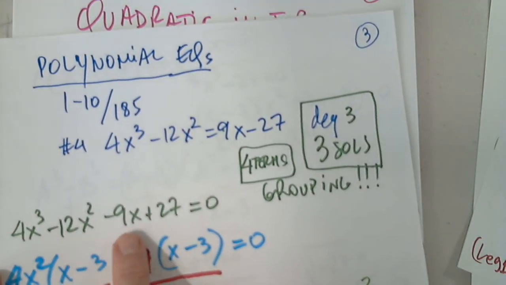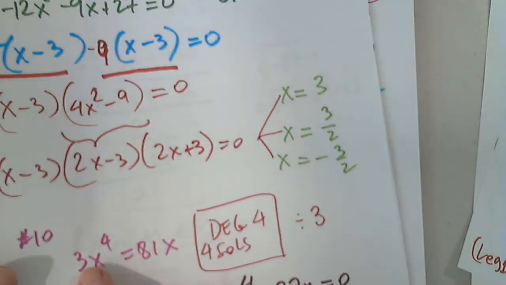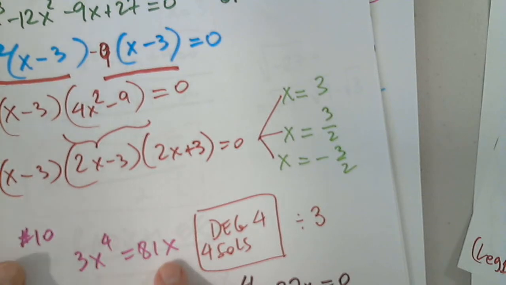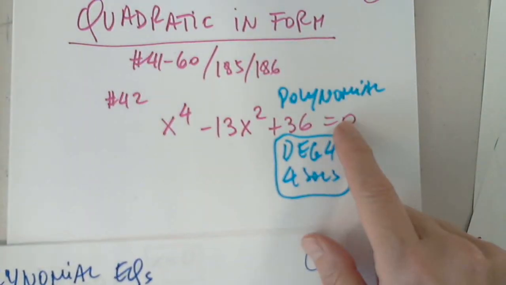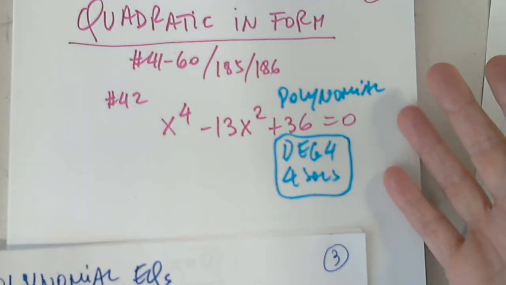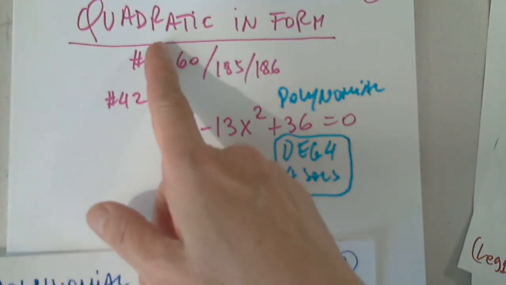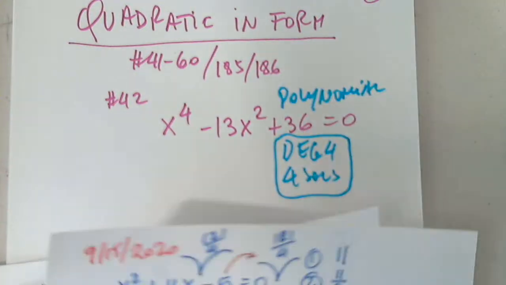We cannot change this equation into a quadratic. So, although this belongs to the category of polynomial, it's a special category in which I can change it into a quadratic equation.